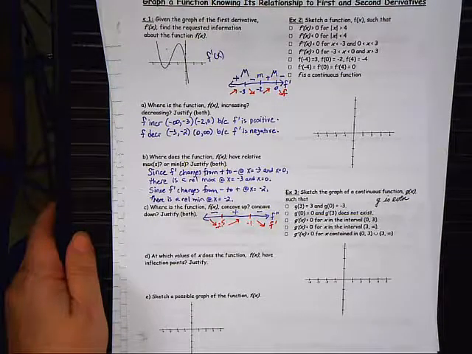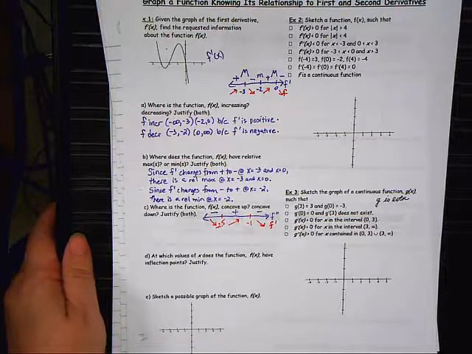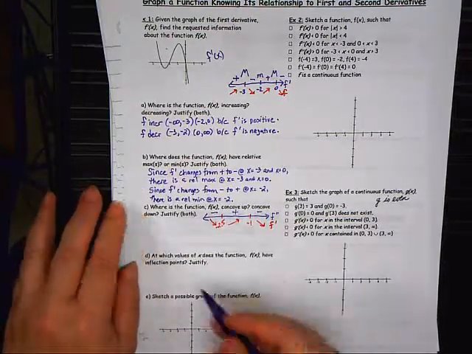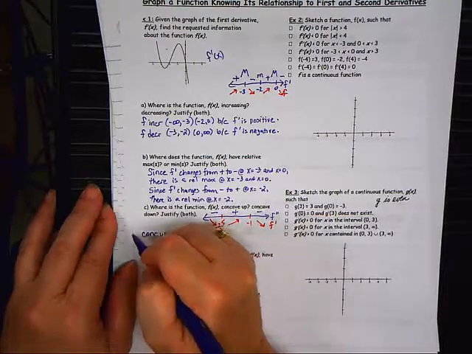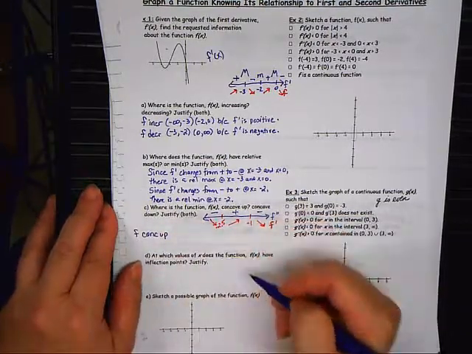Let me say that one more time because it's very important. Concavity is determined by where f prime increases and decreases. Okay? That's a good thing to write down. And I'm going to summarize that again tomorrow. Okay? So, based on this, F is concave up where?